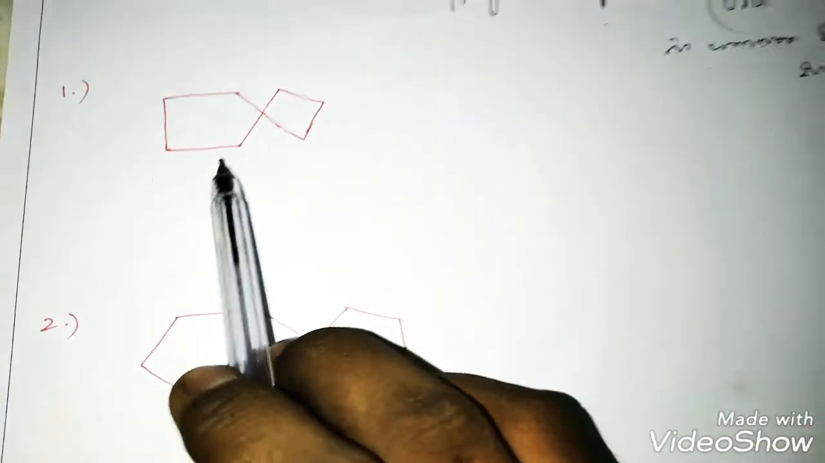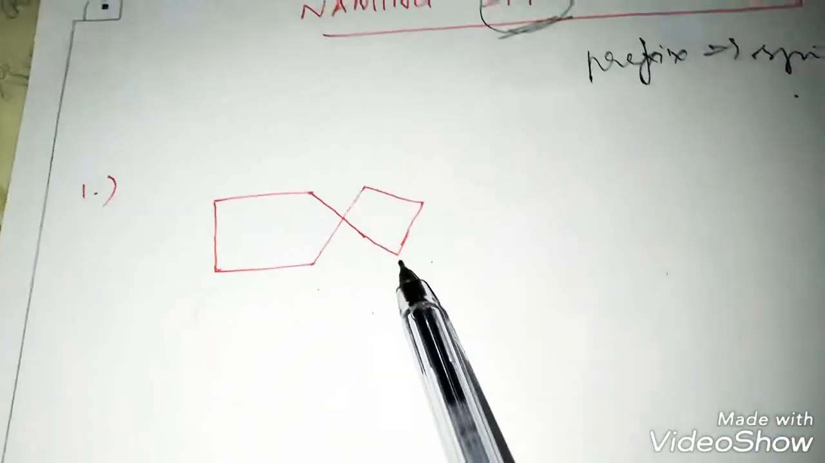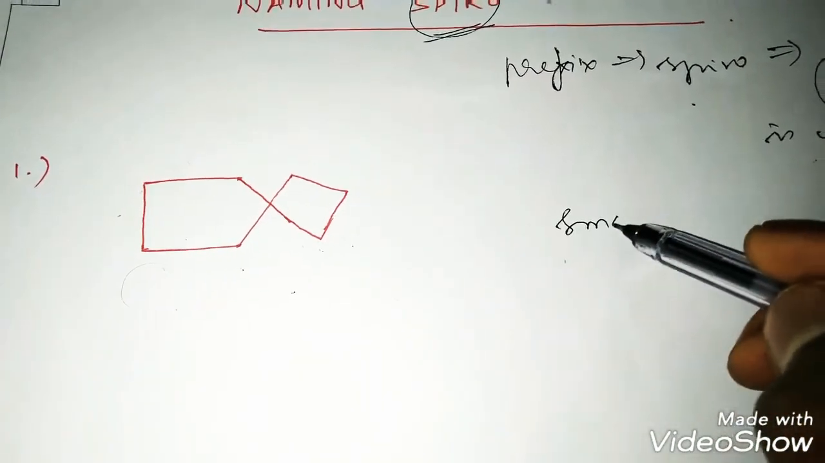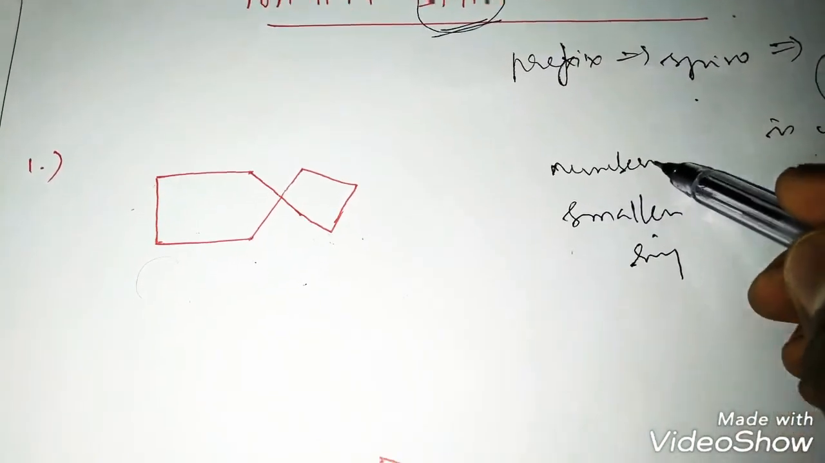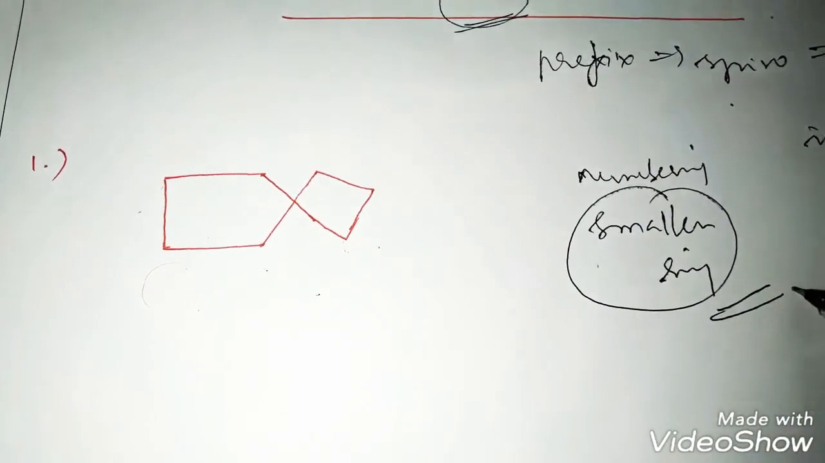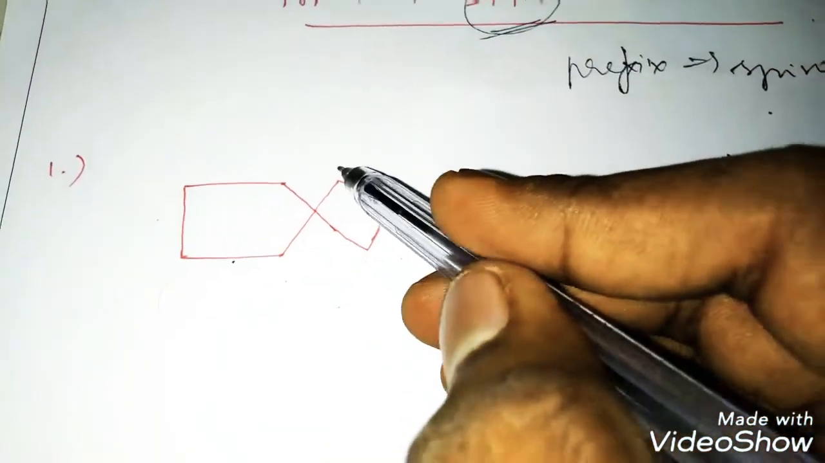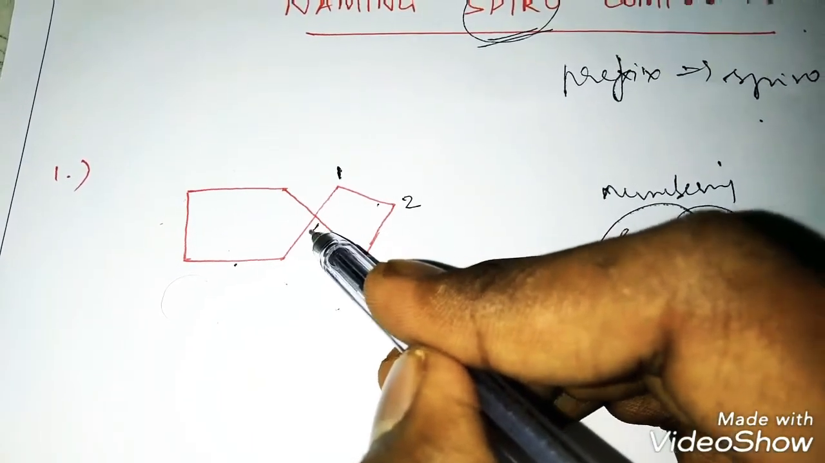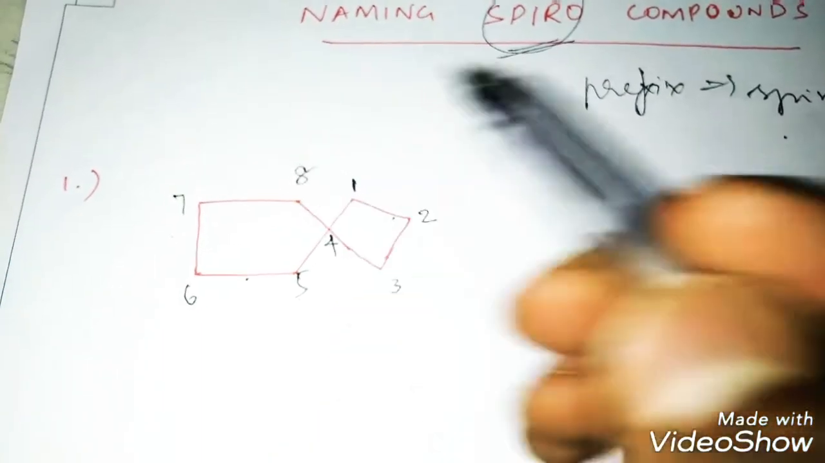We have some two examples here. In Spiro compounds, there are two types of rings. So we'll start numbering from the smaller ring. Numbering will start from the smaller ring. Let's see. So this is our small ring, correct? This is the big ring. So I'll start from here 1 2 3, then 4 5 6 7 and 8, correct?